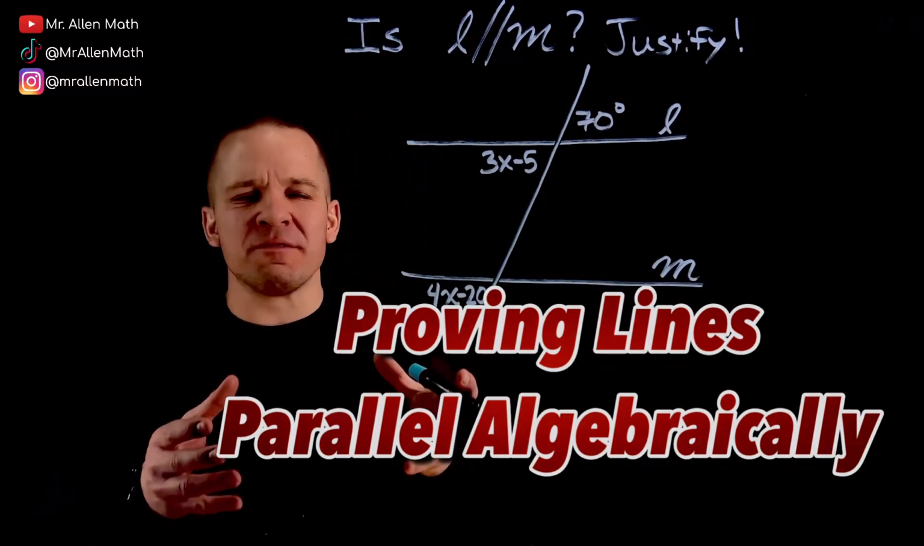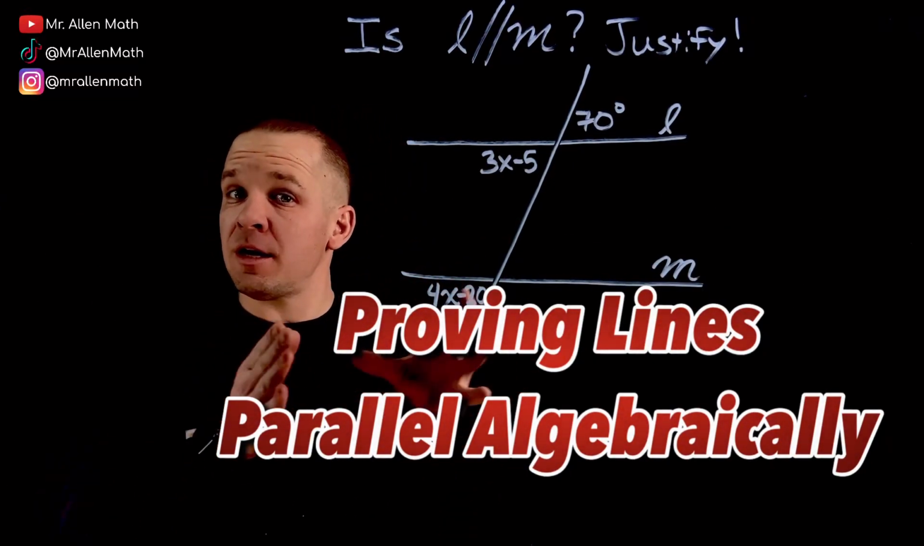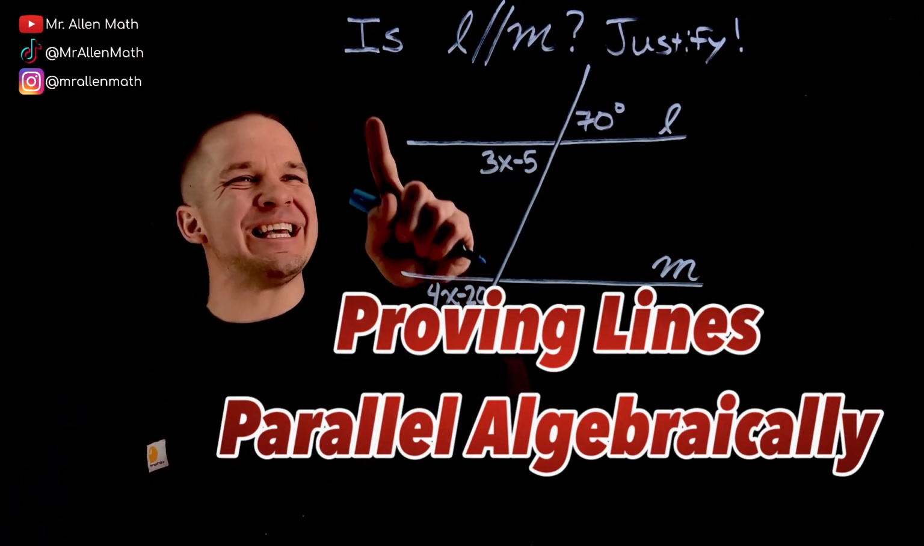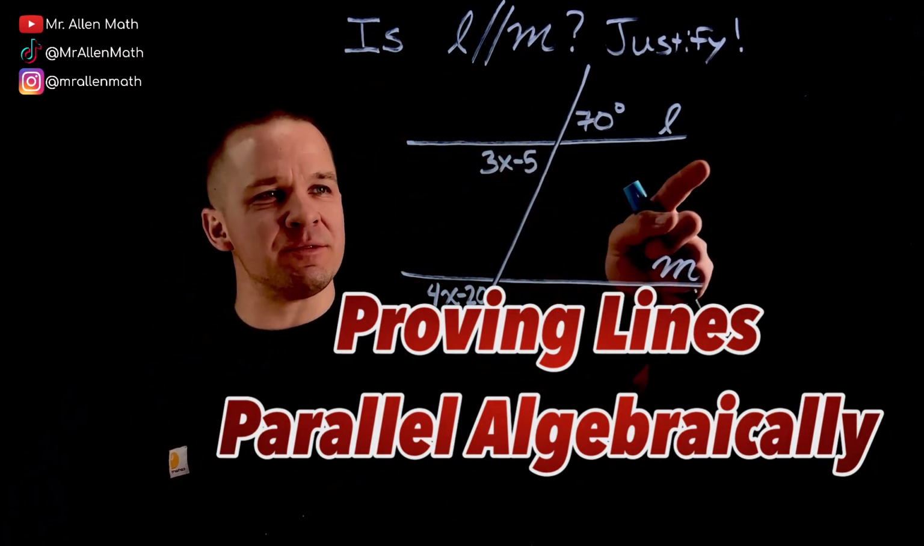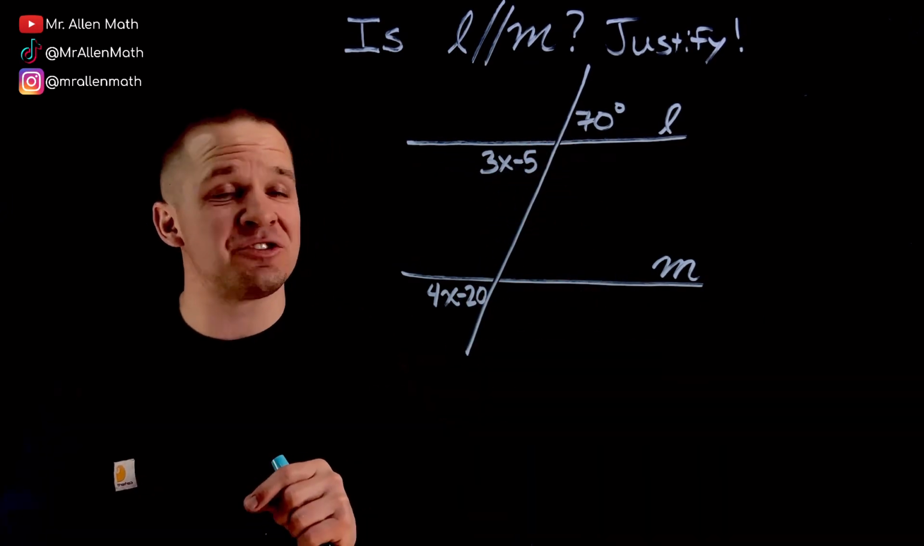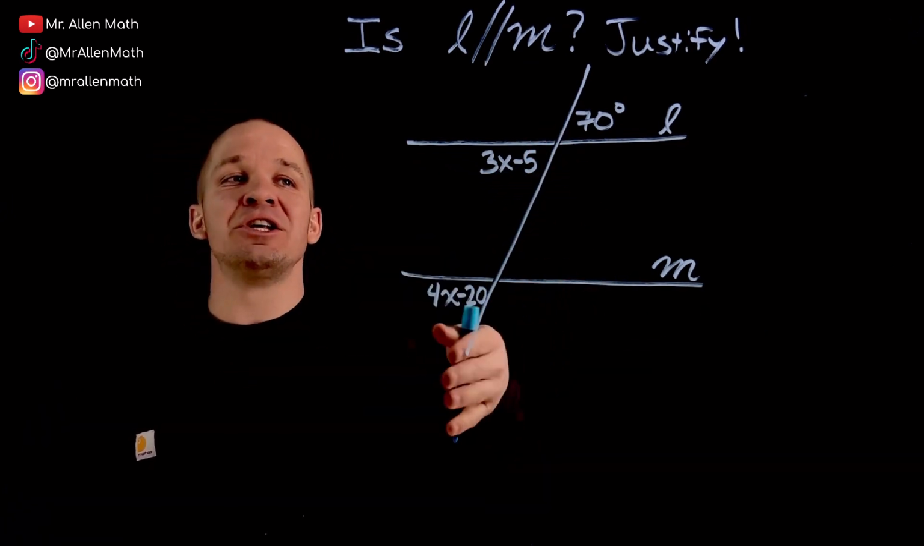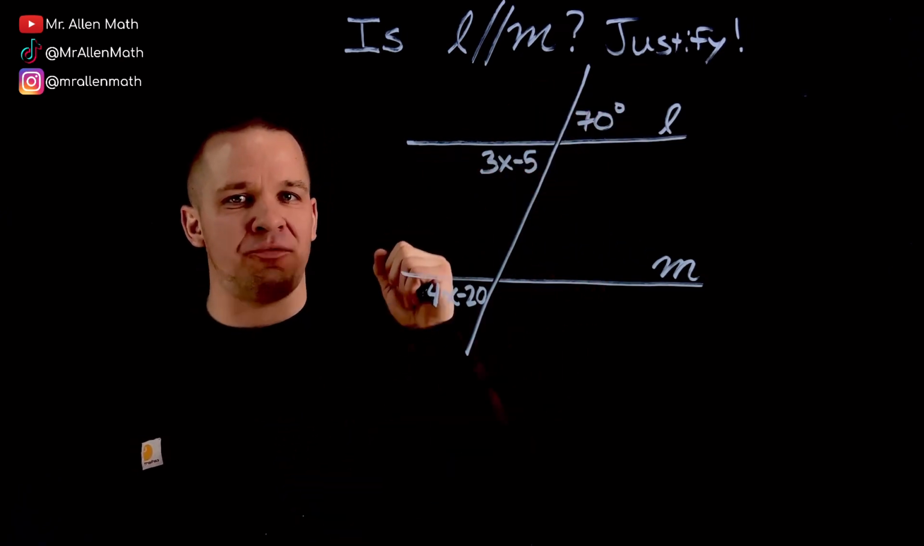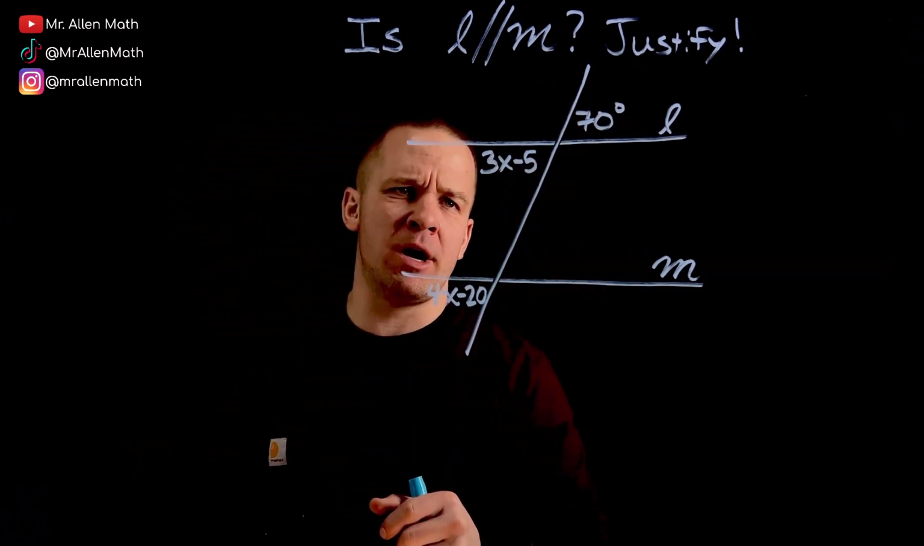Mr. Allen here. We got ourselves a fun little problem here involving not necessarily parallel lines, right? It says, is L parallel to M? So here's L, here's M. Notice there's no markings on here saying that the lines are parallel. We're asked to find out if they're parallel and to justify. We're going to justify algebraically, all right?